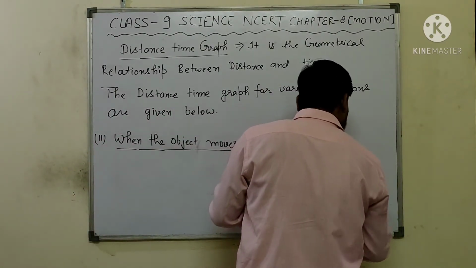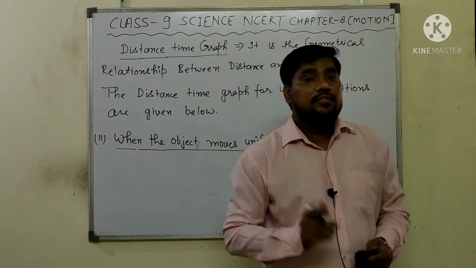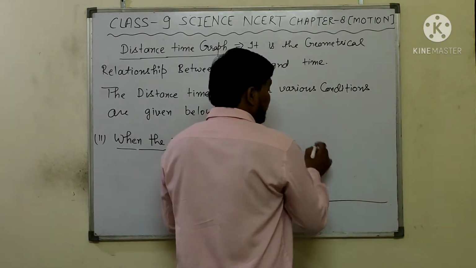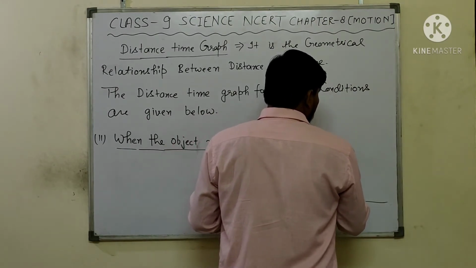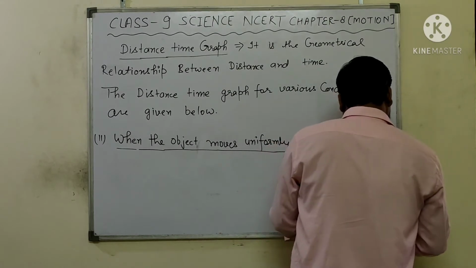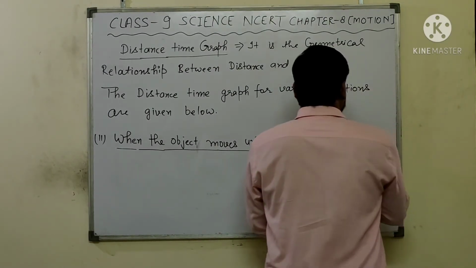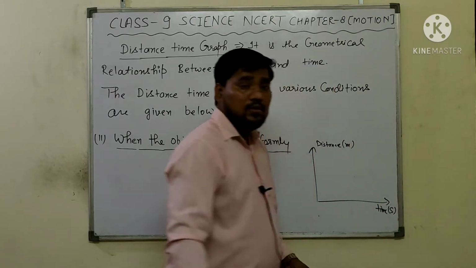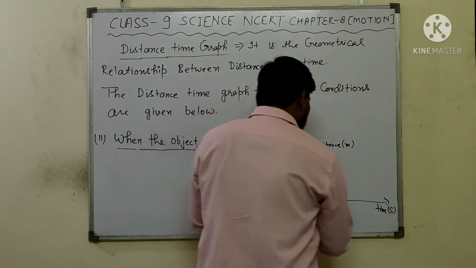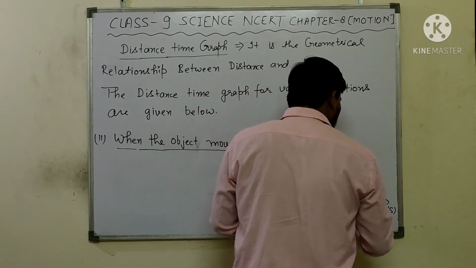So let's recall the concept first. Now we need to draw a graph. For drawing a graph we need how many axes? 2 axes we need. On one axis we are plotting distance, and on the x-axis we are plotting time. So time will be in seconds and distance will be, let's suppose, in meters. Let's draw. This will be the origin, the intersection point.